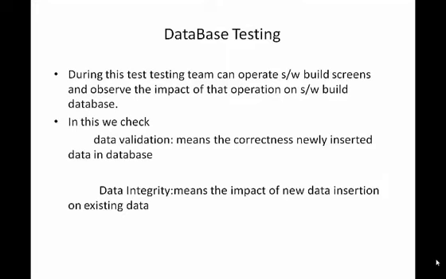We can take an example. If we made any changes to an existing record, it should show the correct result. Then we can say it is data integrity.